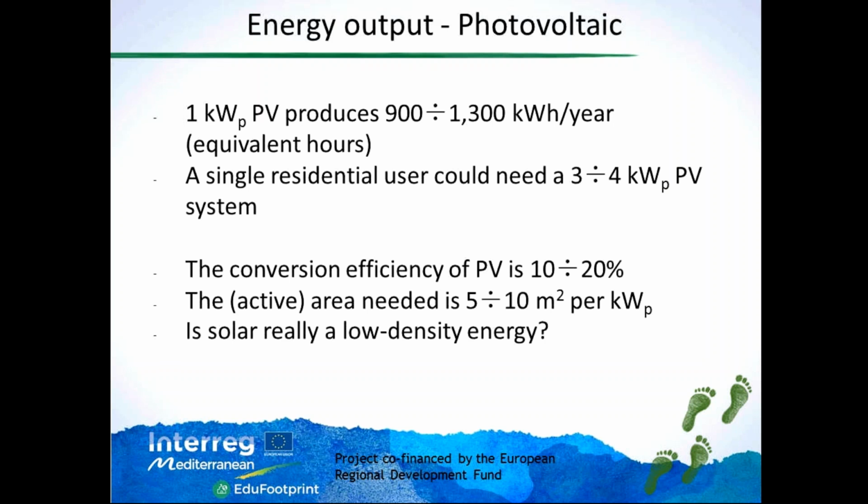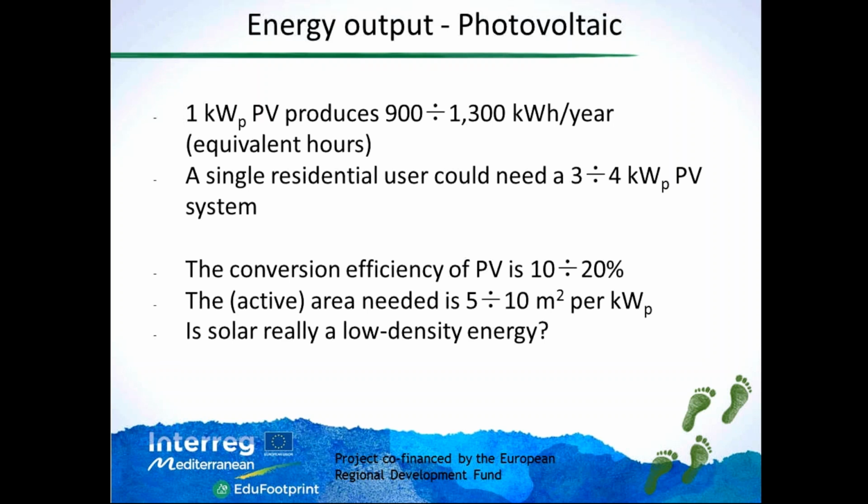And of course, the lower the conversion efficiency of the photovoltaic, the higher the area we need to install a certain amount of power. So we can say that the active area needed, when I talk about active area, I mean the area actually occupied by photovoltaic modules, is about between 5 and 10 square meters per each kilowatt we want to install.